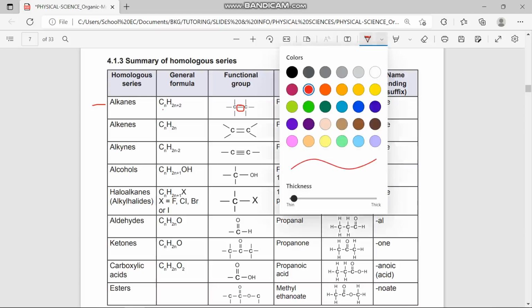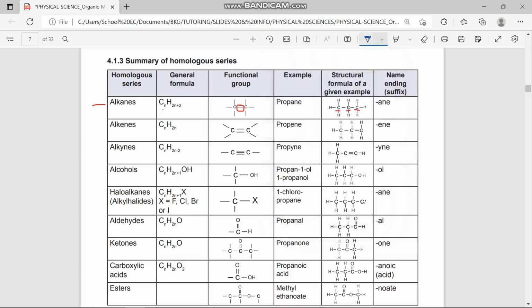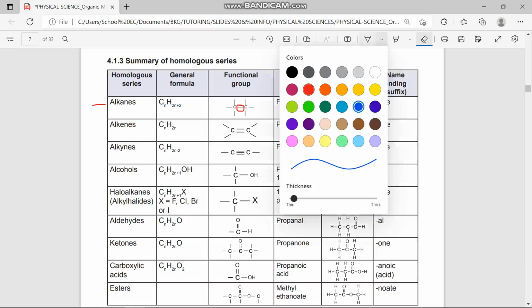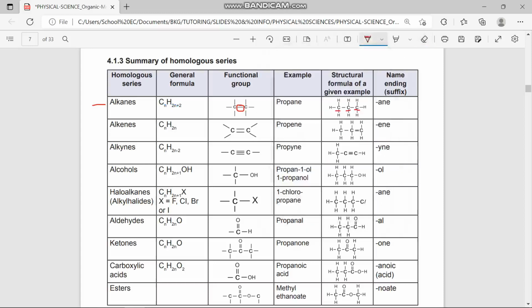Let me use blue so that you don't get confused. So this n stands for the number of C atoms. And also here, this n stands for the same number of C atoms. So we substitute there in order to be able to write down your structural formula, or your molecular formula, or your condensed structural formula. But don't worry, we're going to discuss more about that as time goes. So we have CnH2n+2.